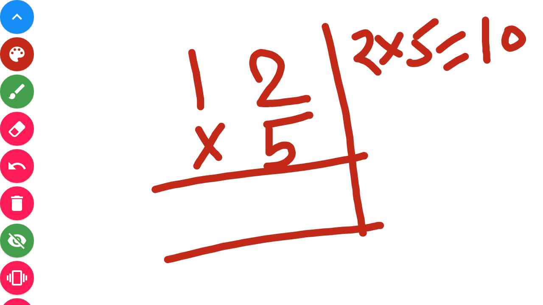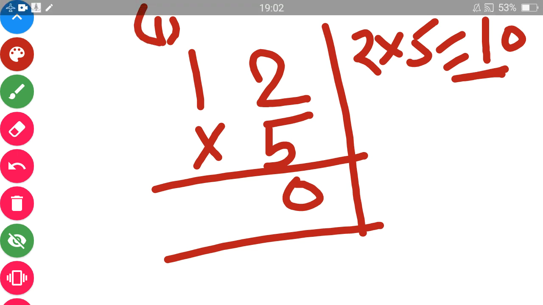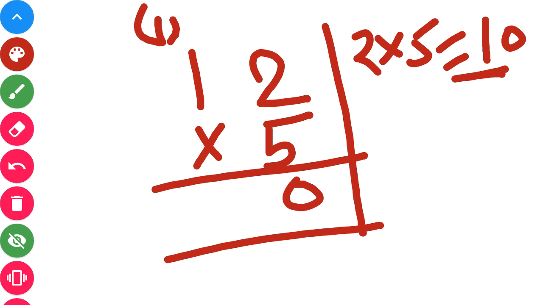Okay. So here we have got 10. For 10, we will write 0 here. We will not write the whole 10 here, we will only write 0. Okay, and we will put 1 as carry here. This we have done in addition also.